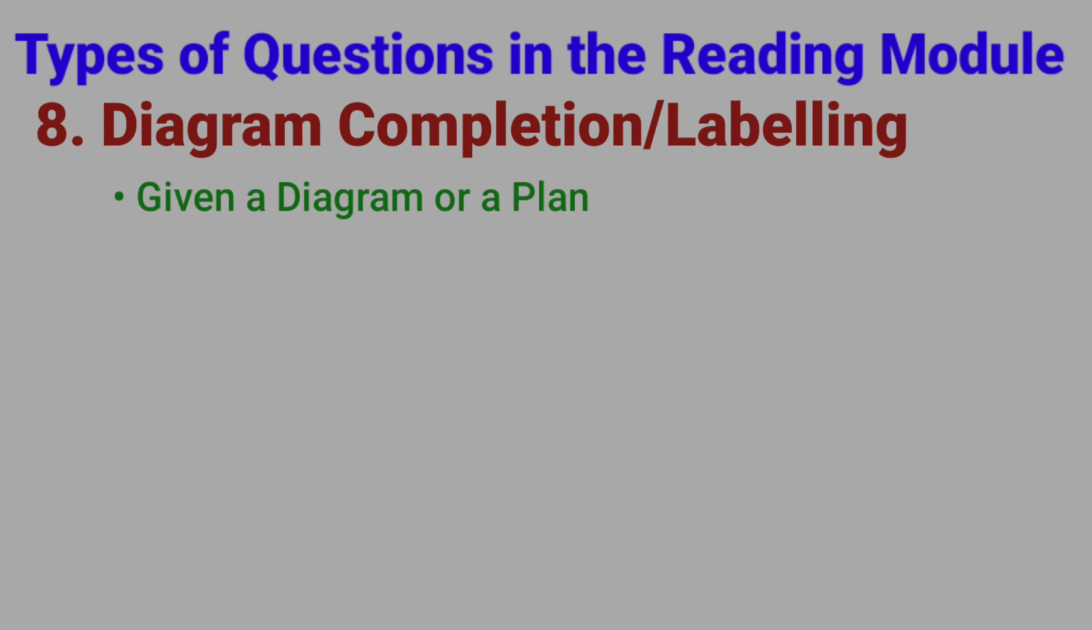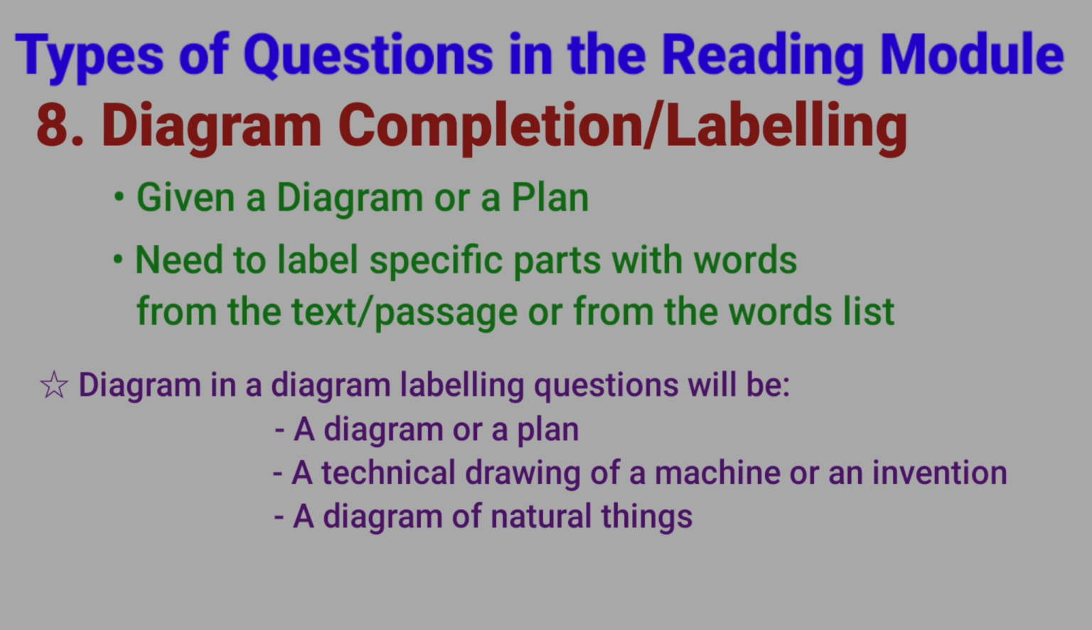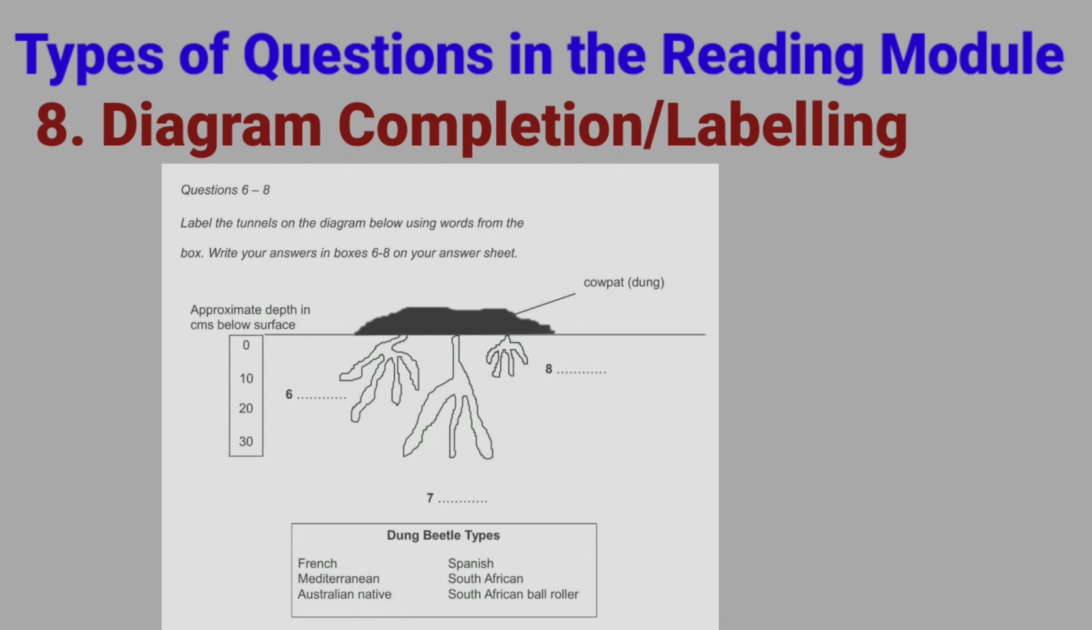Here you will be given a diagram or a plan and you have to label specific parts with words from the text or from a word list. In diagram labeling questions, there is usually a diagram, a plan, a technical drawing of a machine or an invention, or a diagram of natural things. Here you can see an example, questions 6 to 8. Label the tunnel on the diagram below using words from the box and write your answers in boxes 6 to 8 on your answer sheet.